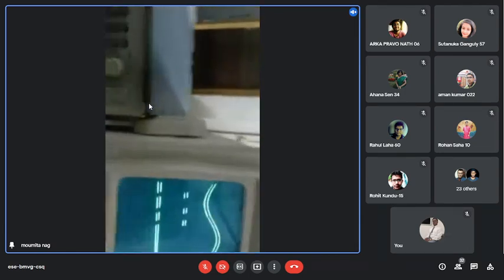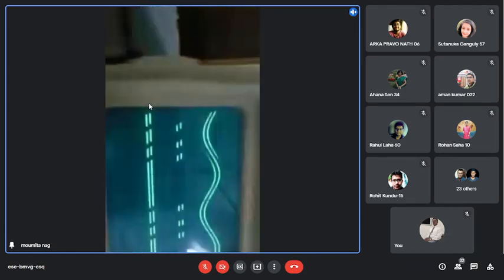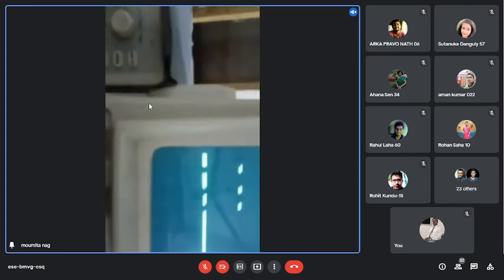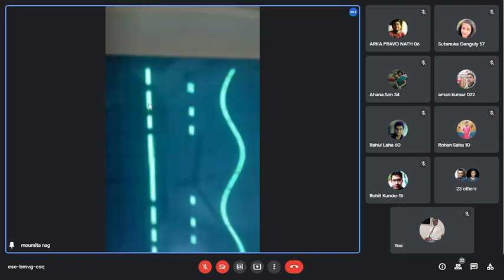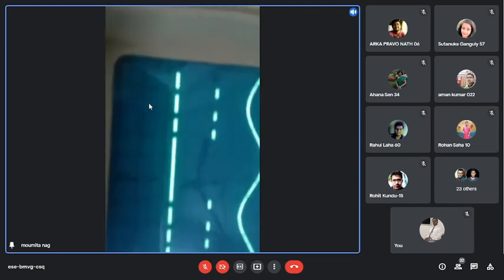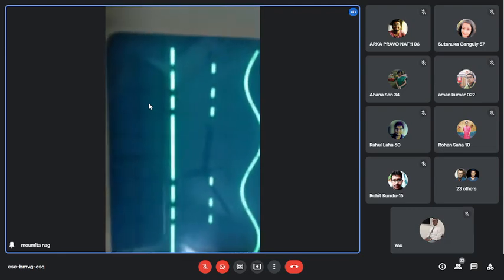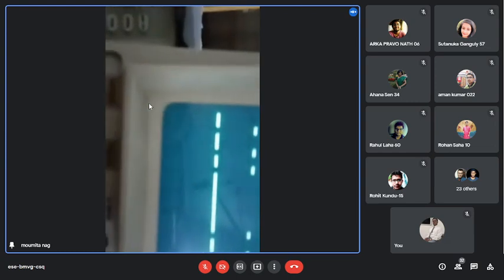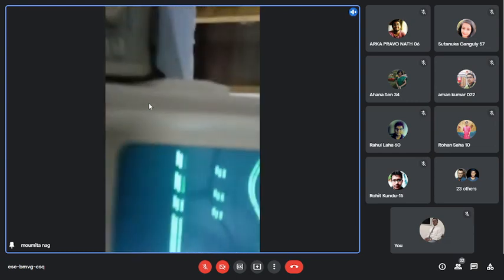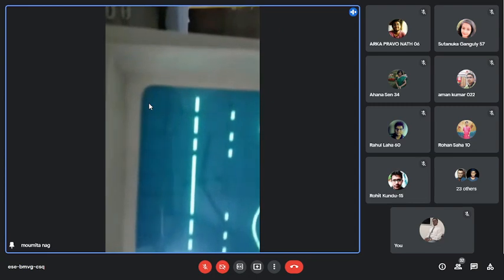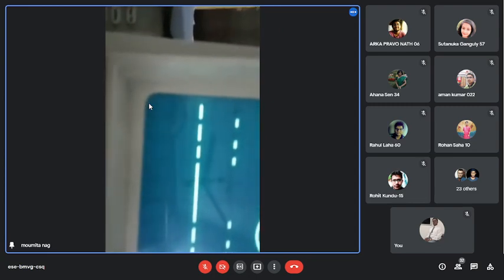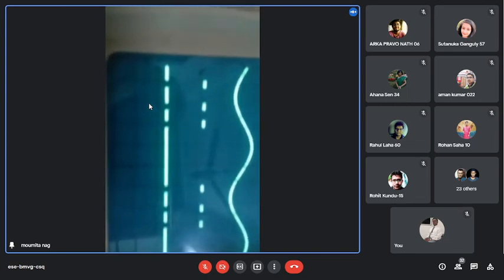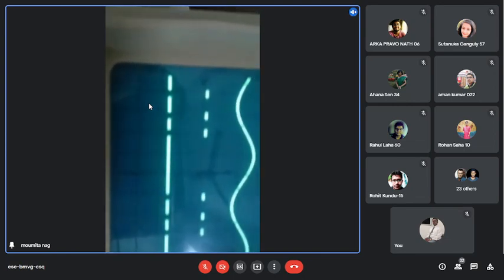For the maximum positive peak, the position shifting is maximum for the PPM, and for the negative half cycle of the message signal, the shifting is minimum. See the second T off, it is minimum shifting for the negative half cycle. Okay.